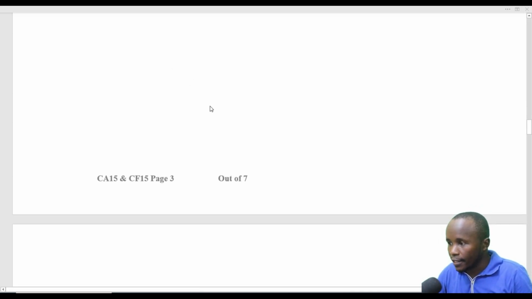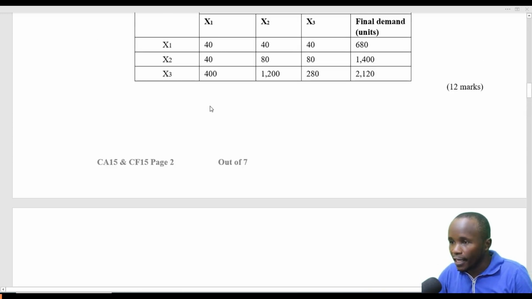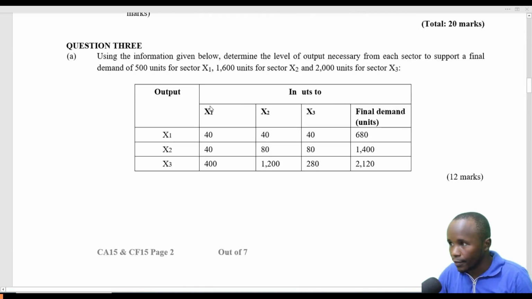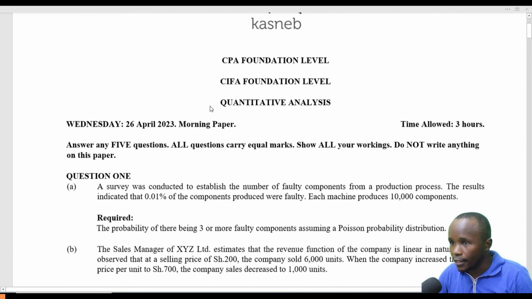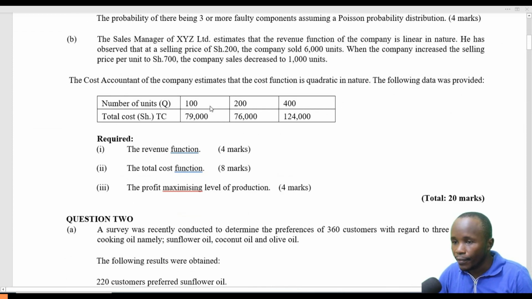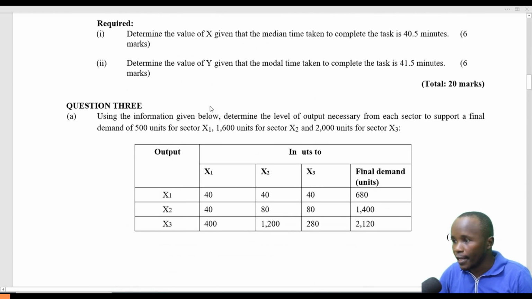Welcome to another lesson. This lesson we are going to look at past exams that have been tested on matrices, and specifically we are dealing with the application of matrices. So here we are going to look at an exam that was tested in April 2023, and this was question number 3A.